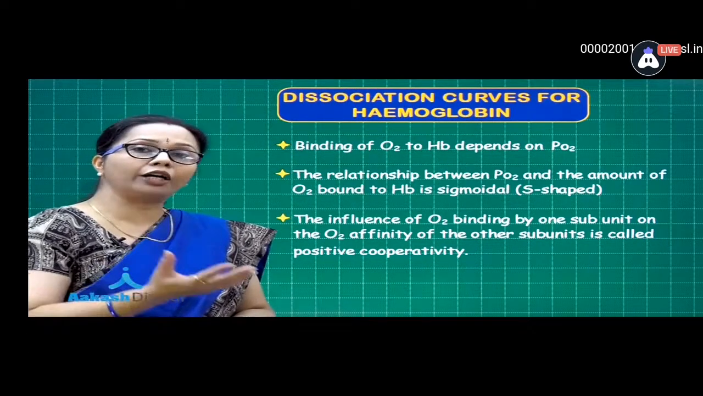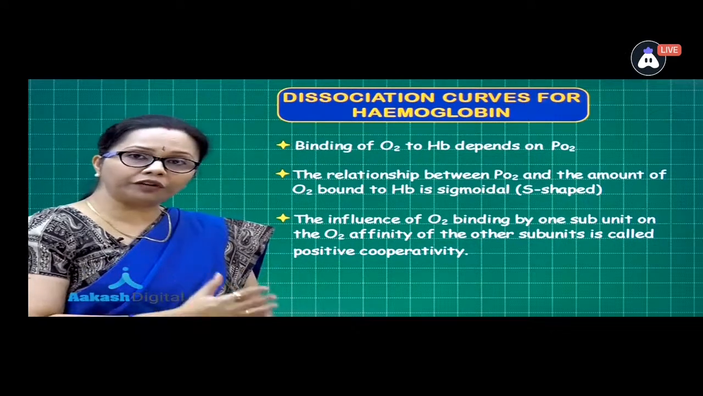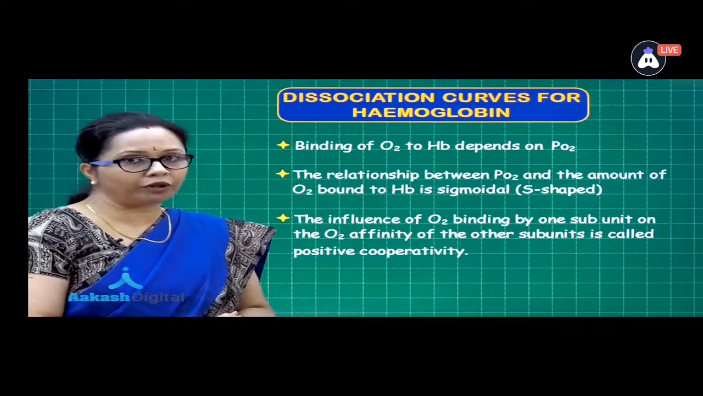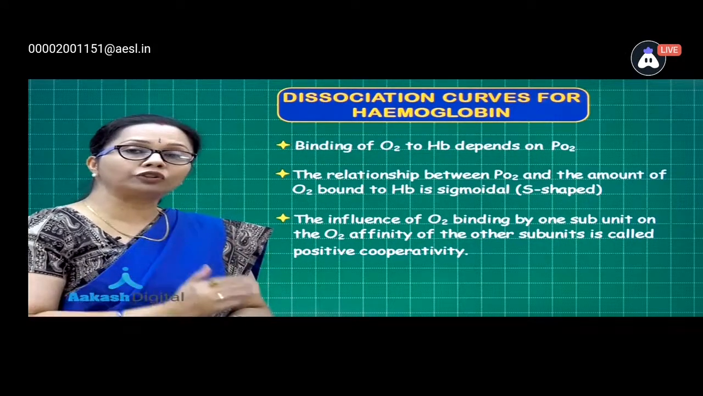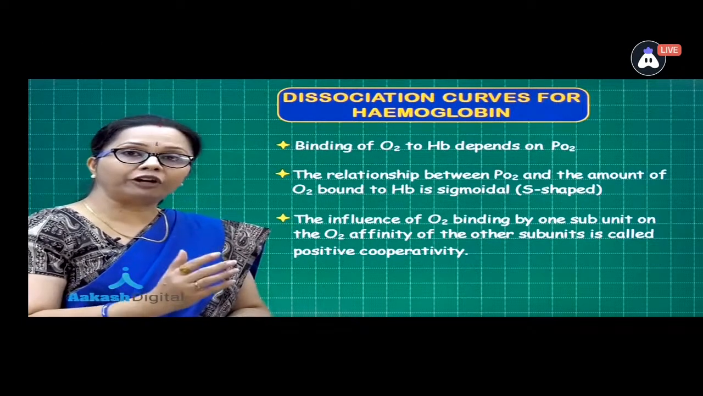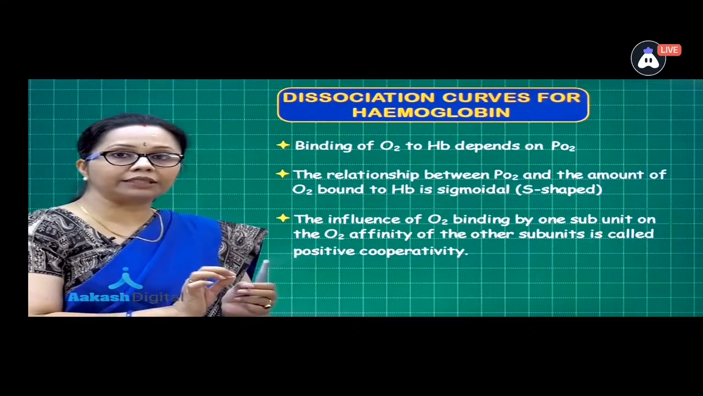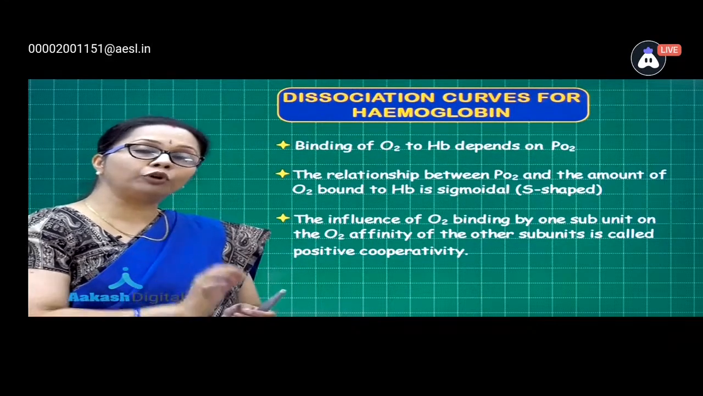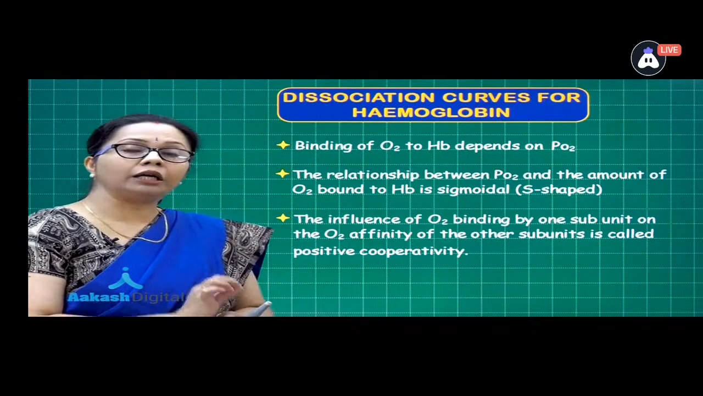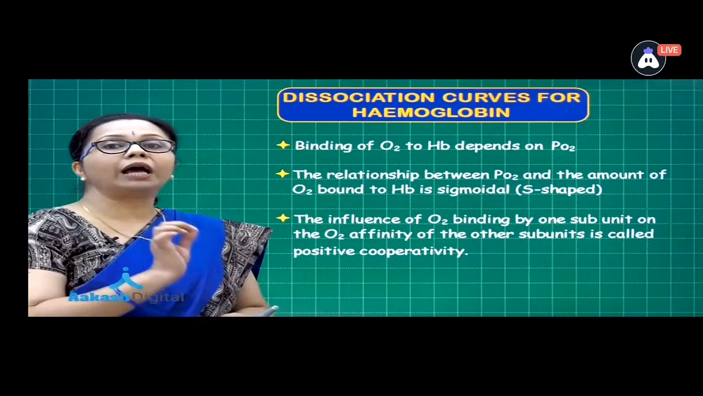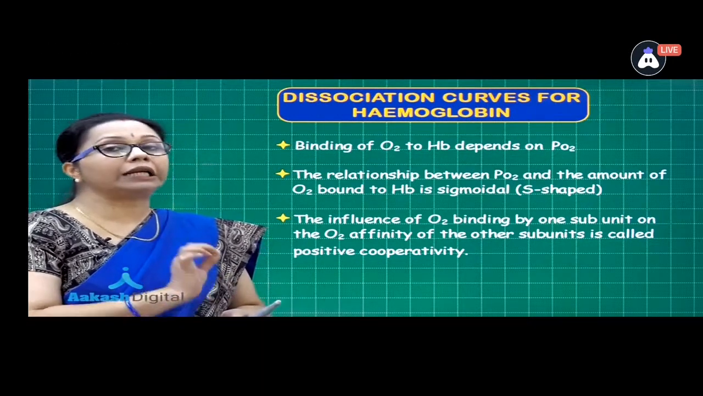Suppose at high altitude, the atmospheric pressure is 500 mm of mercury. So the partial pressure of oxygen you will be calculating is 500 into 21%. So what has actually decreased is PO2. And since PO2 is less, there would be less binding, less oxyhemoglobin formed, and our tissues will be getting less oxygen.